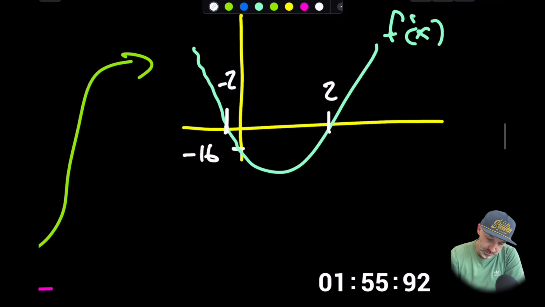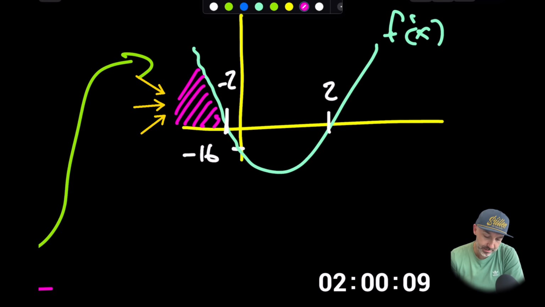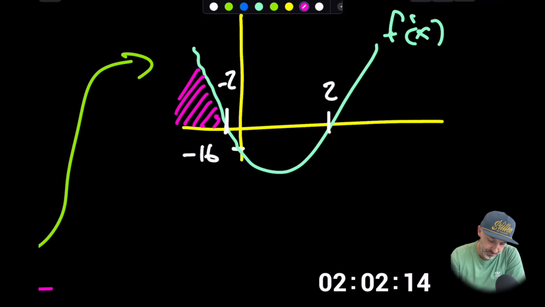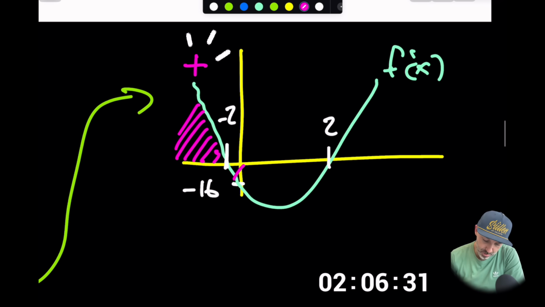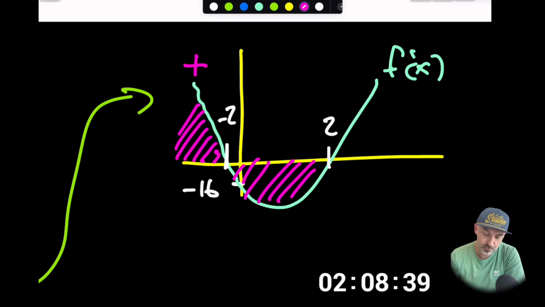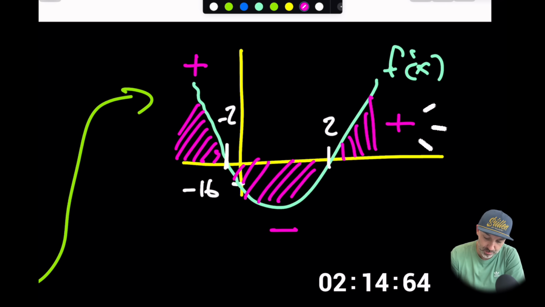Now, I just want you to focus on these major regions. So this region here, everywhere in that region, the gradient function is above the x-axis. So the gradient is positive in that region. Everywhere between minus 2 and 2, the gradient function is below the x-axis, so it's negative. And everywhere to the right of 2, the gradient function is positive again.